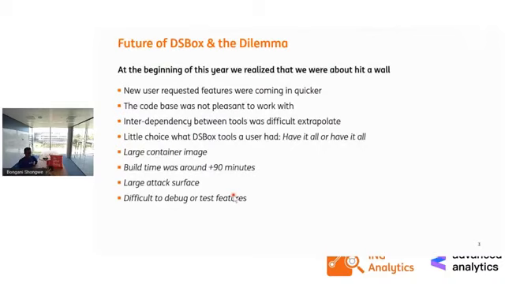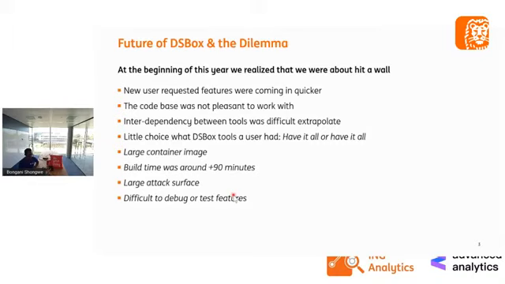So at the beginning of this year, we realized that we were about to hit a wall. We were getting many new user requests for DSBox, and our code base was not the most pleasant to work with. To give an overview, our Dockerfiles were about 400 lines long. For us as developers, it was difficult to understand where to make a change and, if issues came up, where to address them.